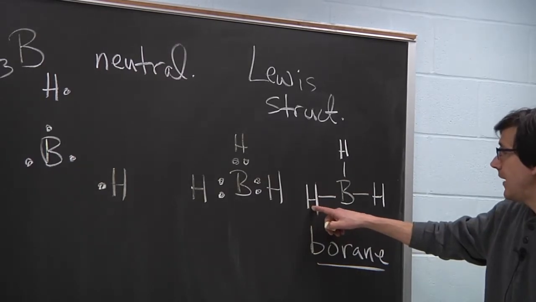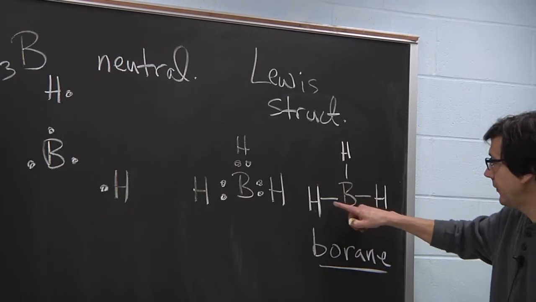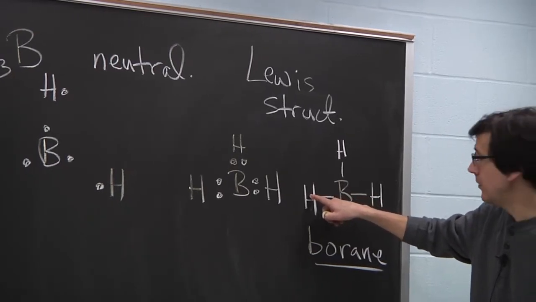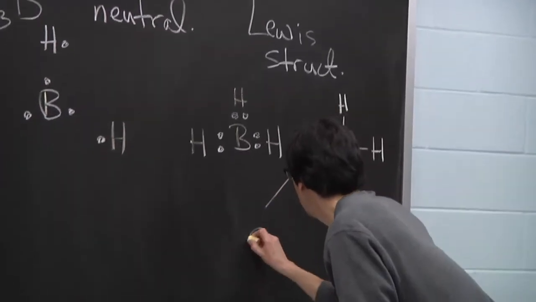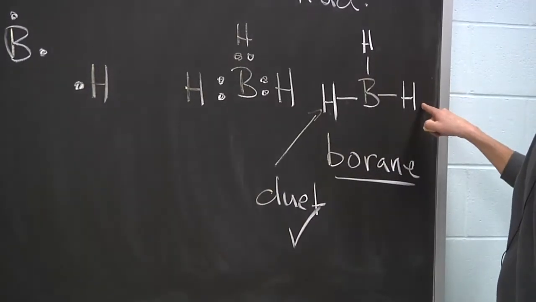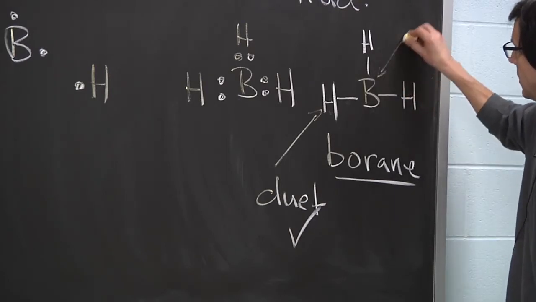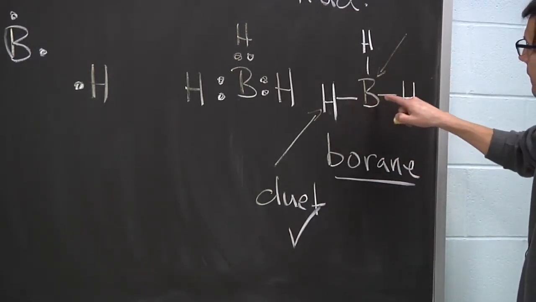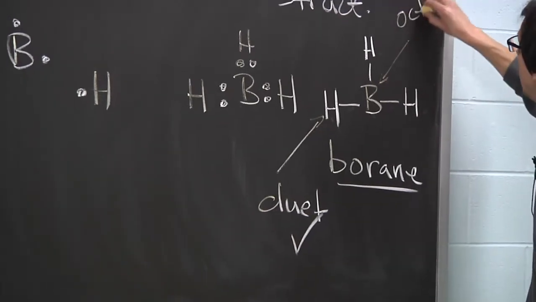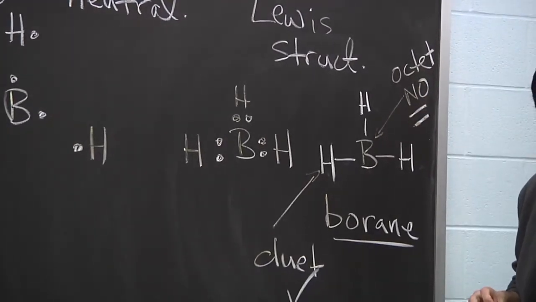For the hydrogens, the answer is yes. Notice anytime hydrogen just makes 1 bond to something else, there are 2 electrons in that bond, and we count them for hydrogen to satisfy the duet rule. So duet rule, yes. Same for this one and same for that one. How about the octet rule for boron? We've got 2, 4, 6 electrons. So boron does not have a full octet of electrons here.